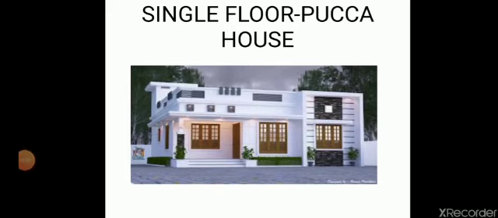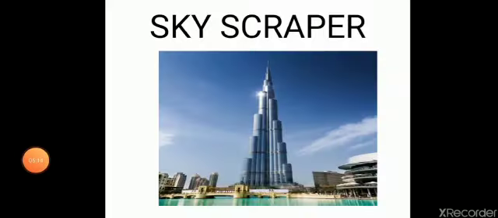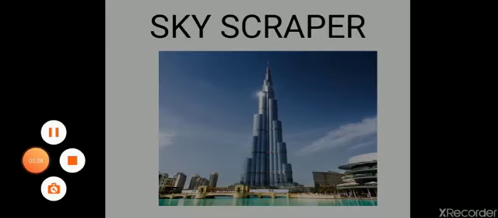A Pakka house can have a single floor or multiple floors. We can say a multi-storied building. This type of house is called a building. We find these buildings in metropolitan cities, in big cities, and even skyscrapers. Skyscrapers are those buildings which touch the sky; they are gigantic.